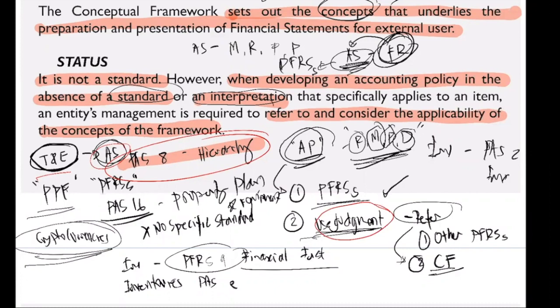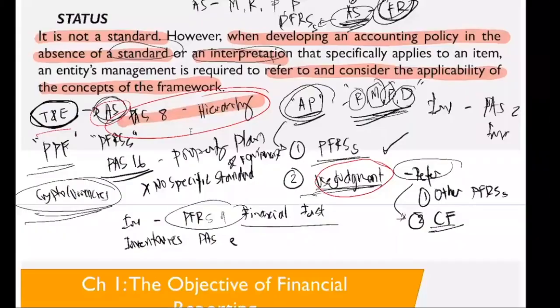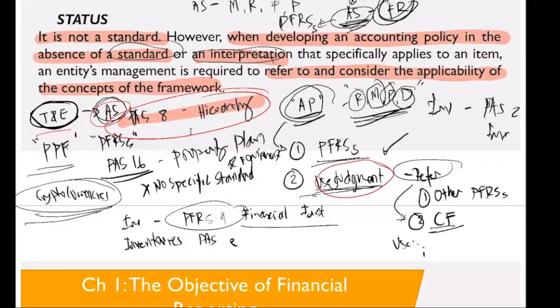Sir, what if there is no standard? We cannot make use of other PFRS. We cannot still make use of the conceptual framework. What do we do now? So you try now to use the following. First, you can use the other standards from standard setting bodies, and you can make use of your literatures.